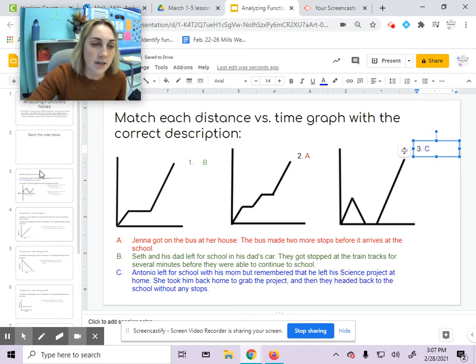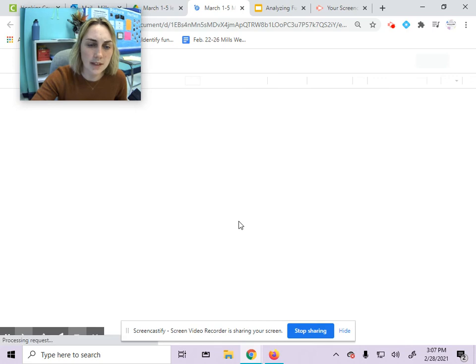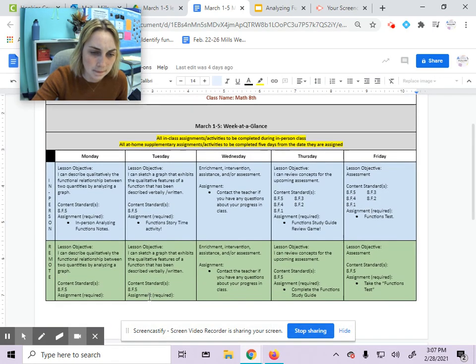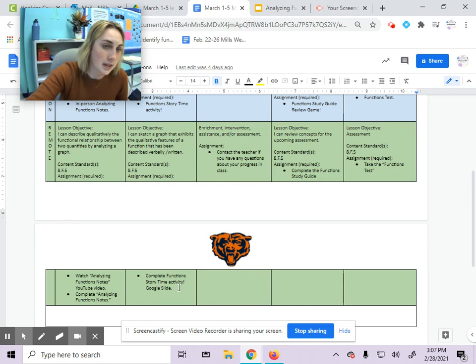All right, guys, so that's all that goes along with these notes. Let me know if you have any questions. What you're supposed to do after this is you're going to have analyzing functions. I think it's a worksheet. Yeah, function story time activities. So that's what you're going to have to do on Tuesday after you do these notes.